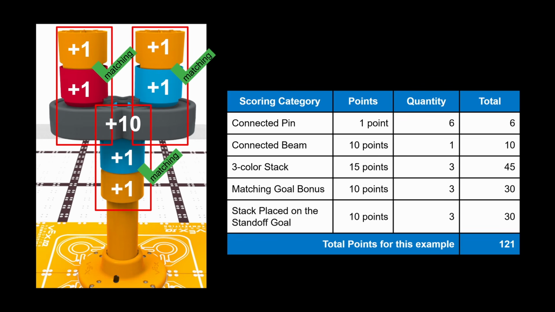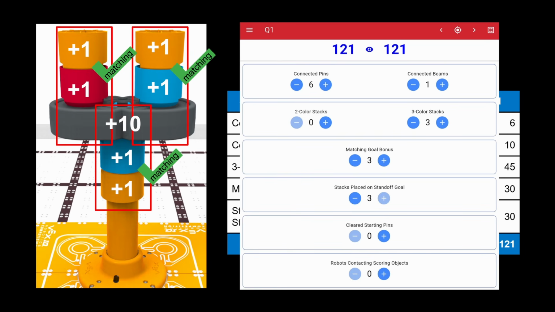And then this stack is placed on the standoff goal. And what's special about stacks on the standoff goal is that every single one of them gets the bonus for being placed on the standoff goal. And that's how you get 121 points.